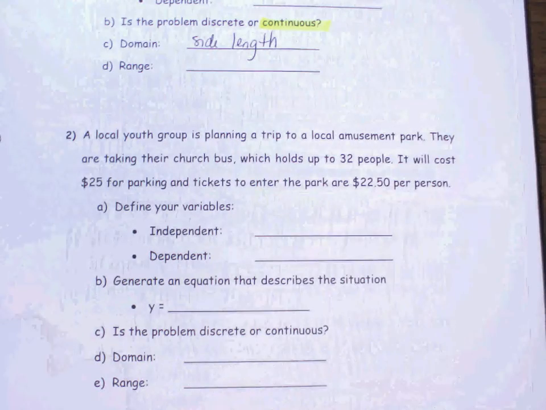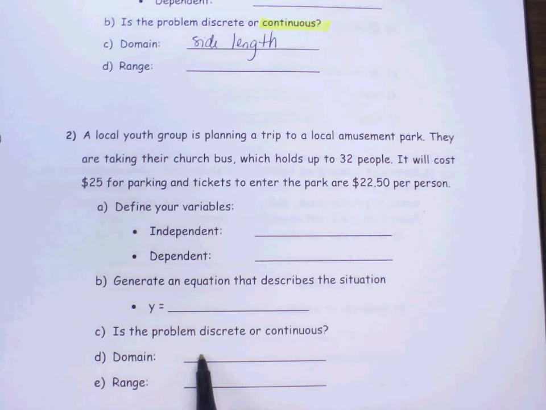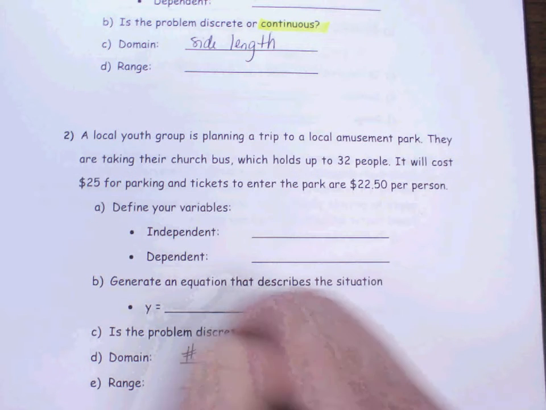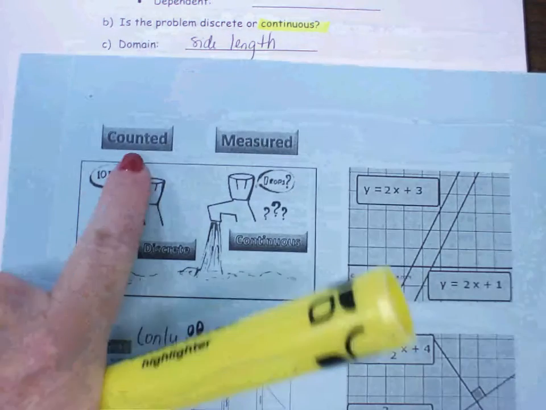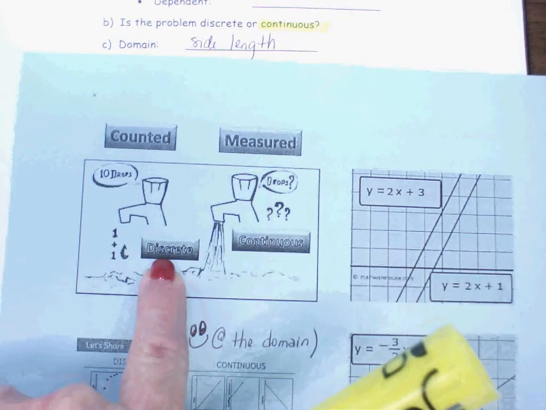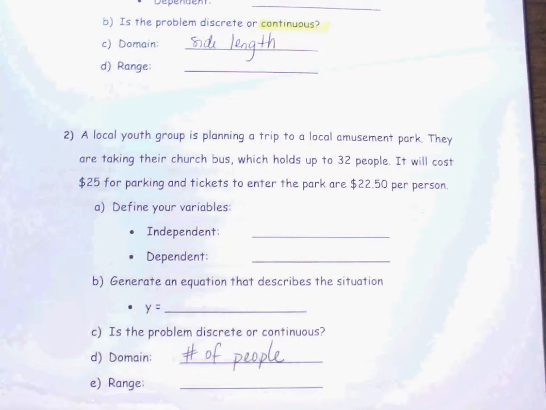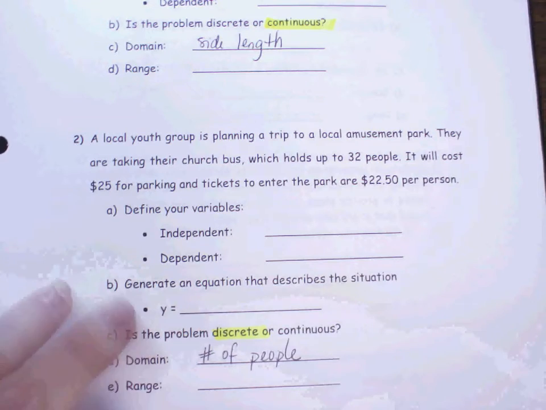What was the domain in here? Number of people. That one's really easy. Can you have half of a person? If you have people, do you have to count them or can you measure them? You have to count them, so it's discrete, because you can't have half of a person. All right, let's go to the next one.